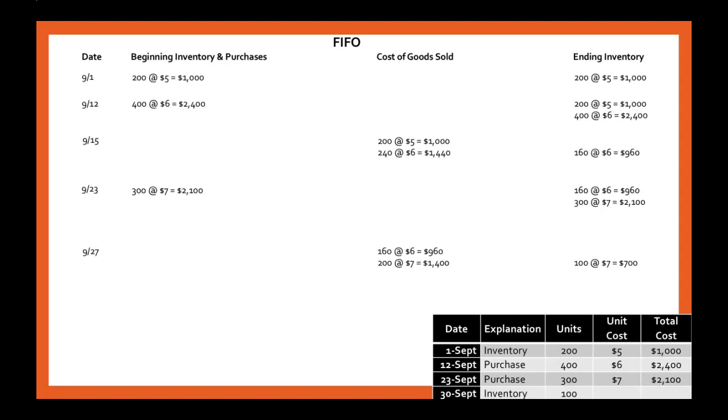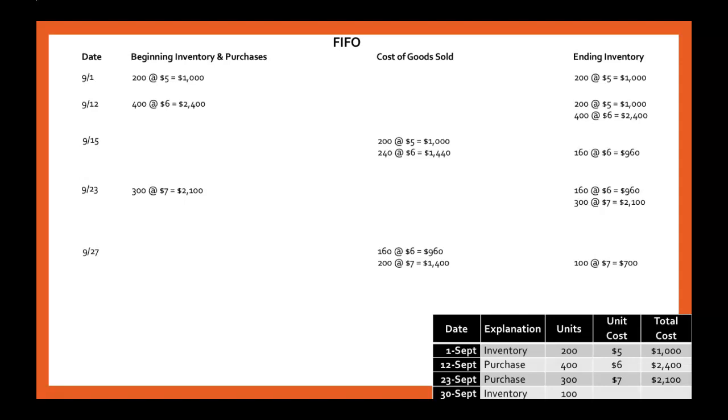Now we can look over in our ending inventory and we ask ourselves, do we still have units left at $6? Well, we had 160 and then we sold all 160. So no, we don't have any units left at $6 a piece. Do we still have units left at $7 a piece? Well, we had 300 and we sold 200. So yes, we still have 100 units at $7 a piece. And you'll notice that on September 30th, we're supposed to end up with 100 units.